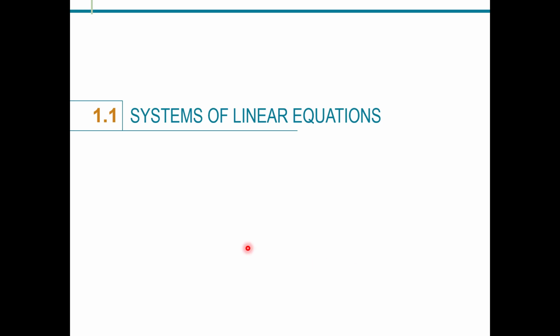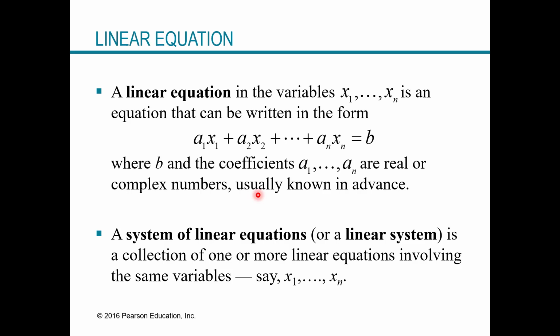Hi everyone, in this video we're going to be learning about systems of linear equations. A linear equation with variables x sub 1, x sub 2, and so on all the way to x sub n is an equation that has this form, where a sub 1, a sub 2, and so on are coefficients and they're real or complex numbers, and so is b. Notice that you have a linear combination of your variables.